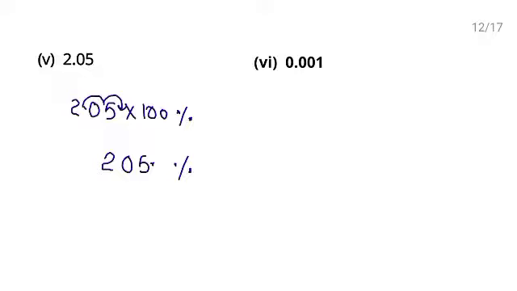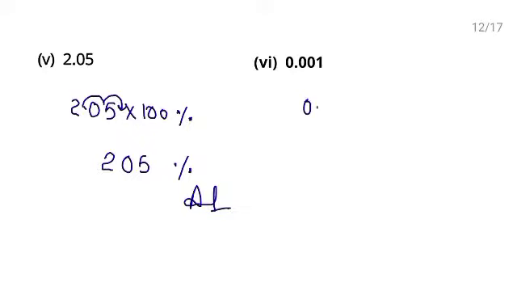Next part, again 2.05 multiply 100 and then percent sign. Decimal will be shifted to right two places, 1, 2. So decimal will be here after 5. So 205 point percent. And after decimal you don't have any digit, so you will just remove it. So this is equals to 205%, which is your answer.